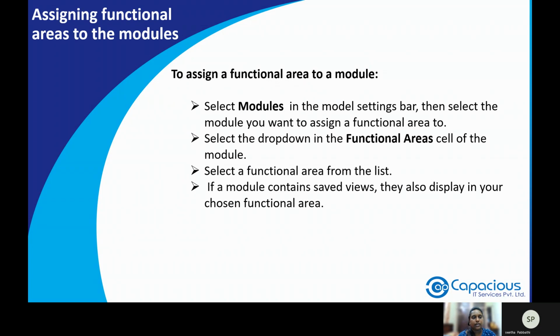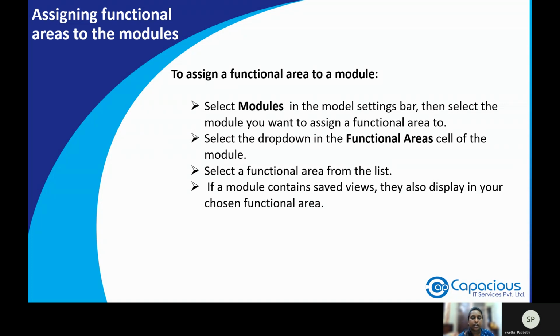So next, this is the way I said before, assigning a functional area for each and every module. And this is the process that we use for the assigning. First, we have to select the module in the model settings bar. Then we have to select the module that we wish to assign a functional area to, and we have to select the drop down, and there it will display the functional areas for each and every module, and we have to select that functional area, and it will be chosen for each module.